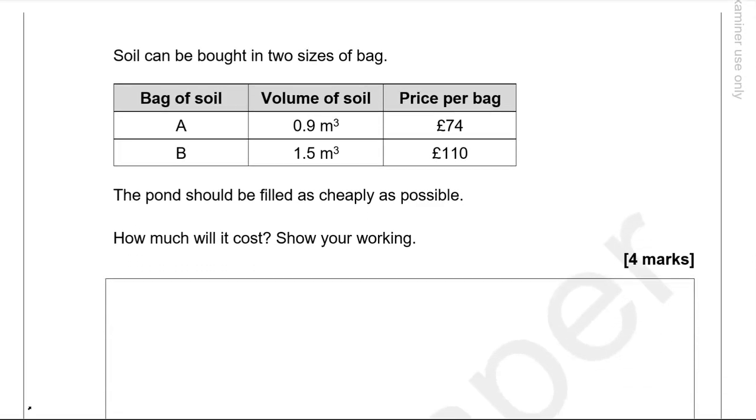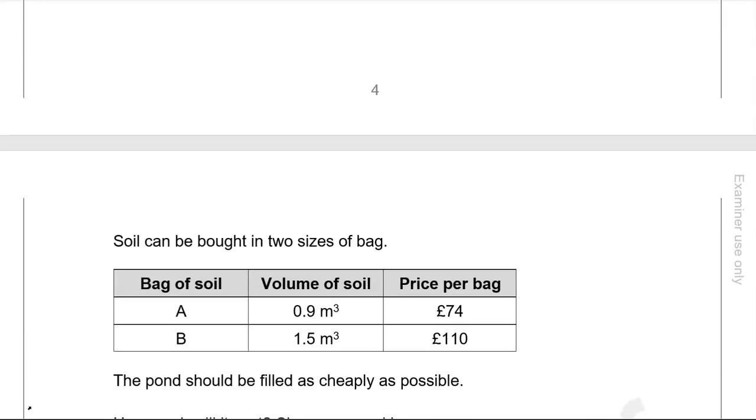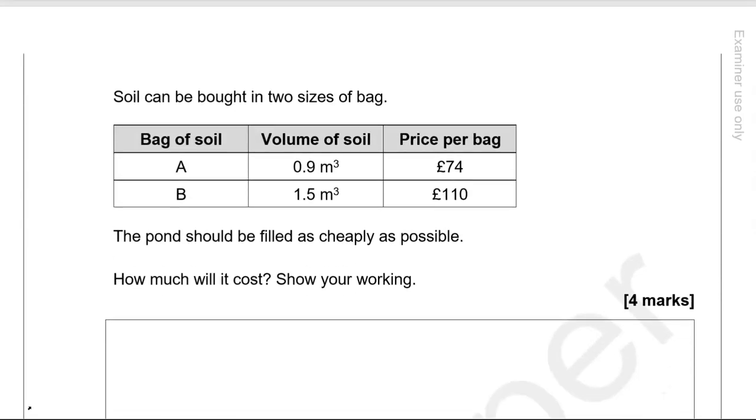So soil can be bought in 2 sizes of bag. We've got A and B. A is a volume of soil of 0.9 cubic meters, that is 74 pounds per bag, and B is 1.5 cubic meters, that is 110 pounds per bag. The pond should be filled as cheaply as possible. How much will it cost? Show your working. So we've got to fill 21.98 cubic meters.